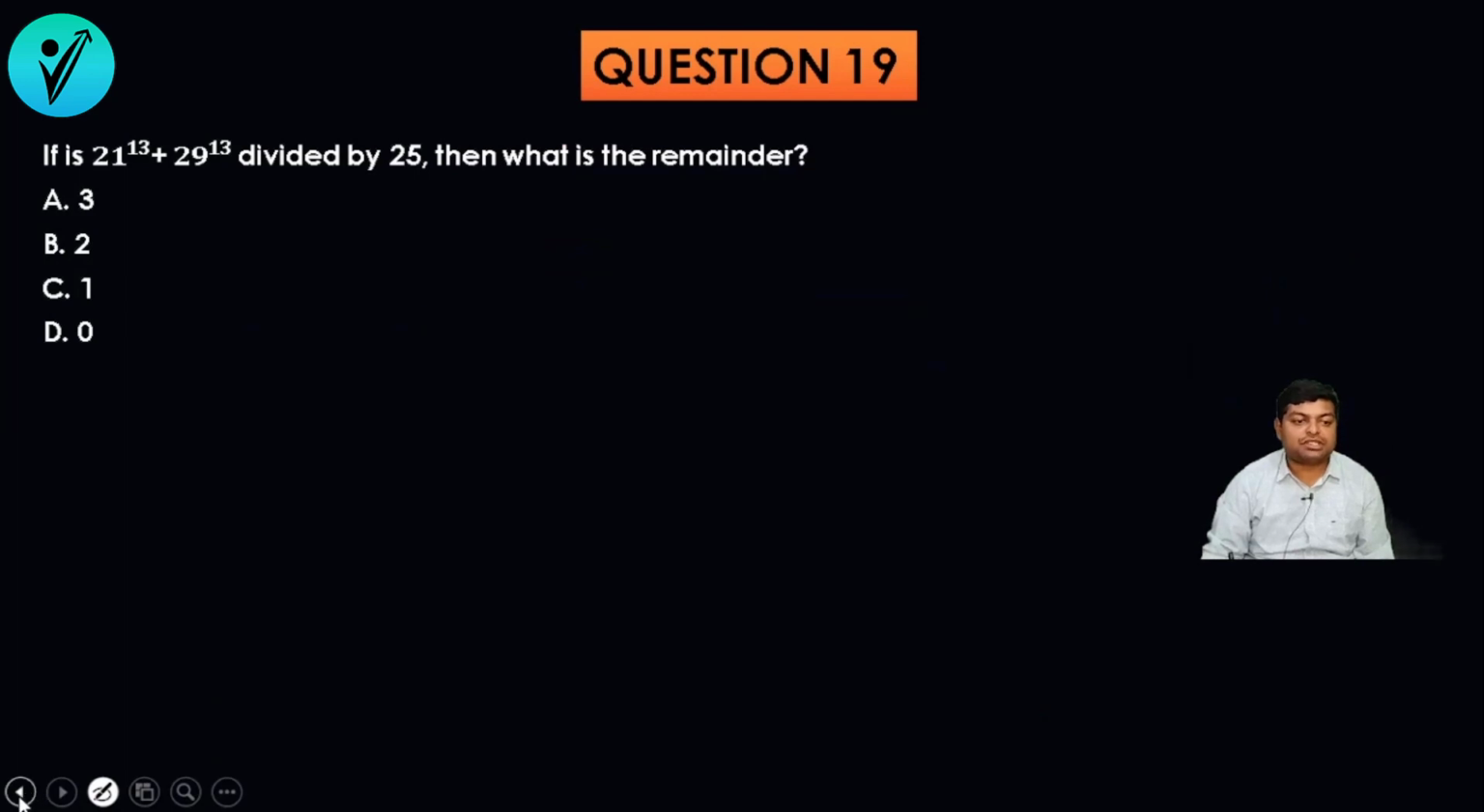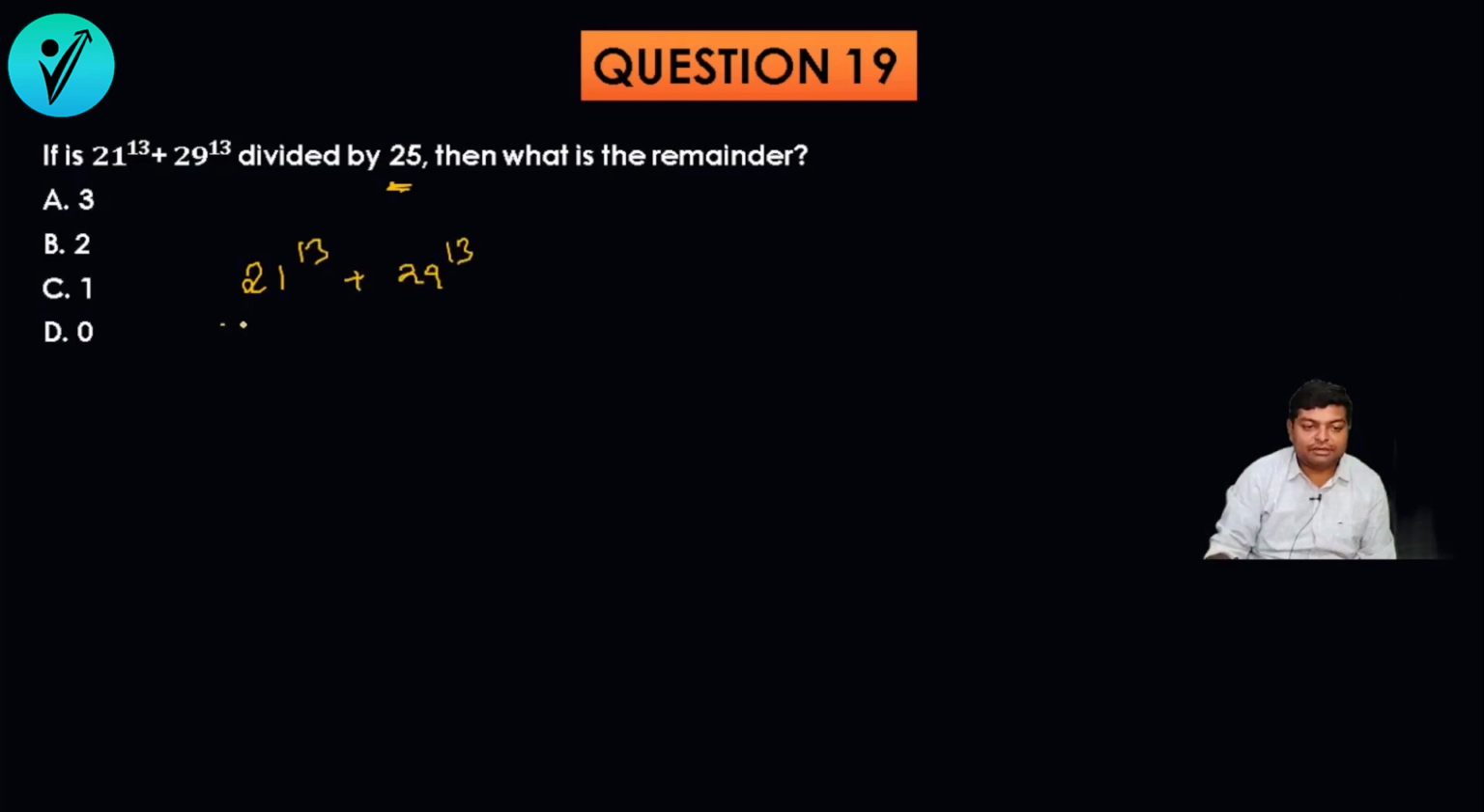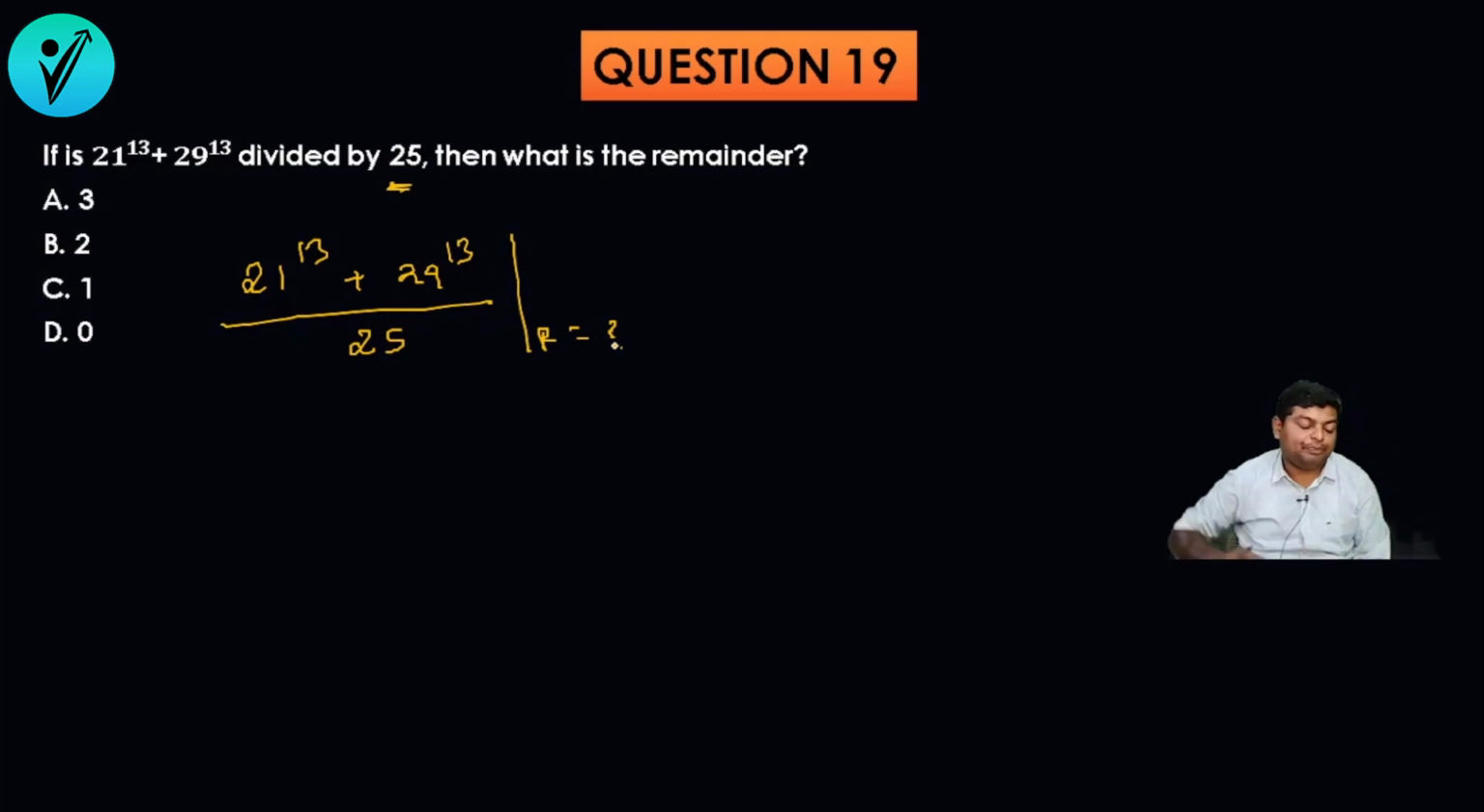Coming to the next question, number 19. If 21 to the power of 13 plus 29 to the power of 13 is divided by 25, what is the remainder that a person will be getting?